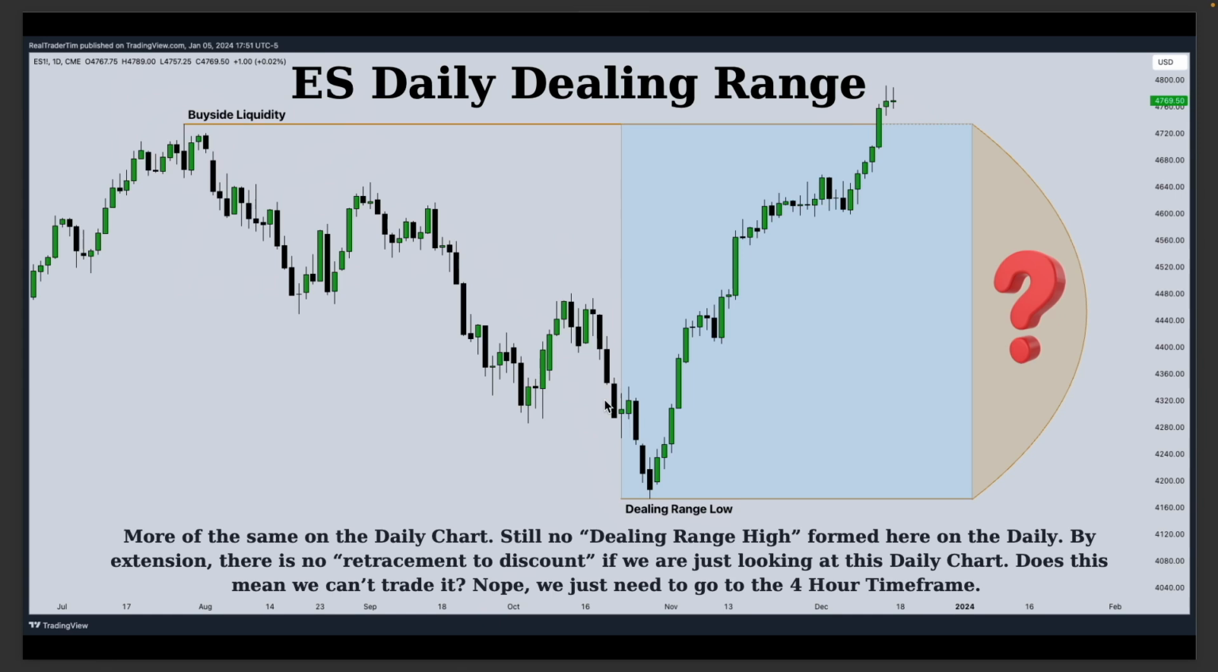Again, does that mean that we can't trade any of this move? No, it just means we continue to go down to the 4-hour and the 1-hour, identify our dealing ranges, and see what is occurring down within those dealing ranges.